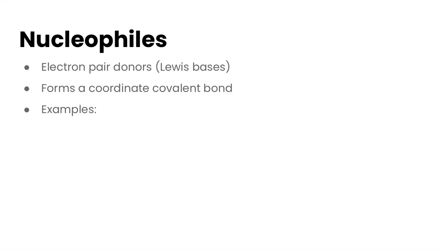In this video, we're going to take a look at a type of organic reaction called a nucleophilic substitution reaction. But before we get into that, we need to define what a nucleophile is, and we also need another term, electrophile. But let's start with nucleophiles. So nucleophiles are electron pair donors, or they're also classified as Lewis bases.